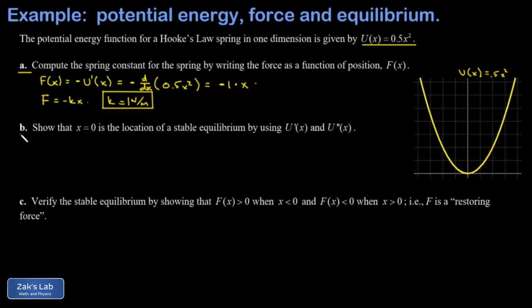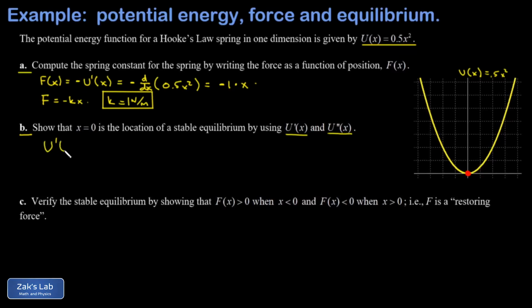In part B, I'm asked to show that x equals 0 is the location of a stable equilibrium by using the first and second derivatives of the potential energy function. And you may recall that the location of a stable equilibrium is anywhere we have a local minimum of a potential energy function. And I can see from the graph, this is definitely a local minimum. We just have to get into the derivative proofs real quick. So we're applying the first and second derivative tests here from calculus 1.